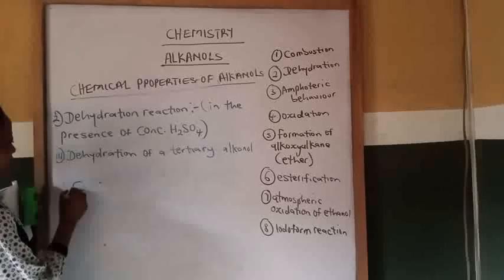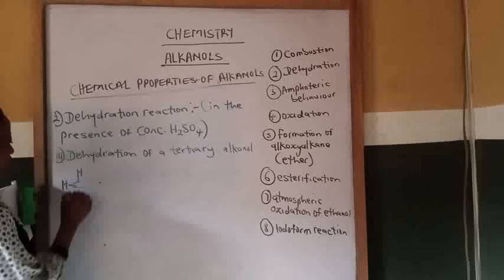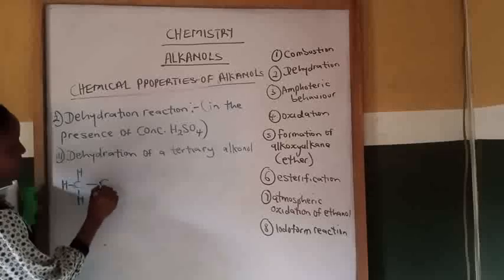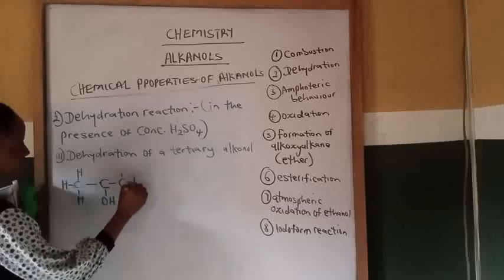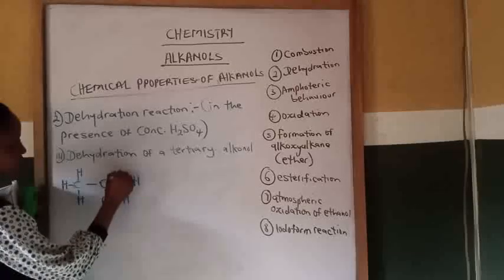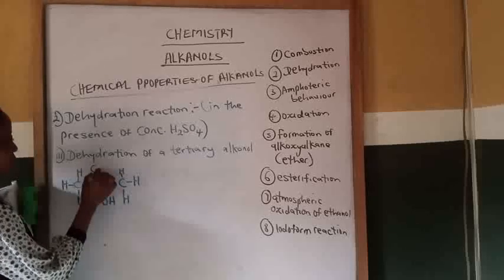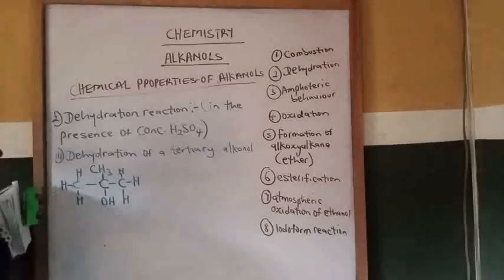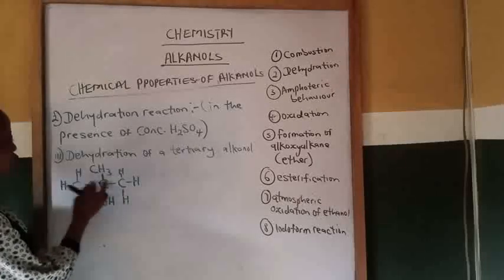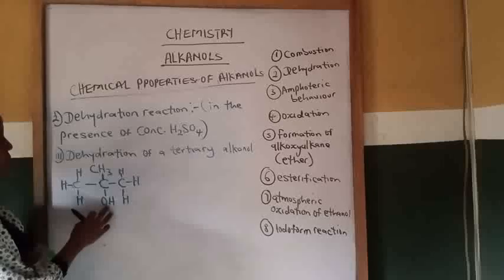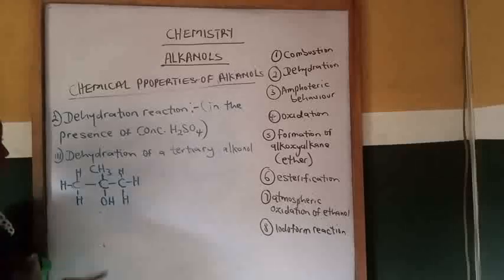That is the first carbon atom with 3 hydrogen atoms. Then the carbon atom holding my functional group with another CH3. So the last one, CH3. Then what is the name of this product? 1, 2, 3. That's 2-methyl propan-2-ol.